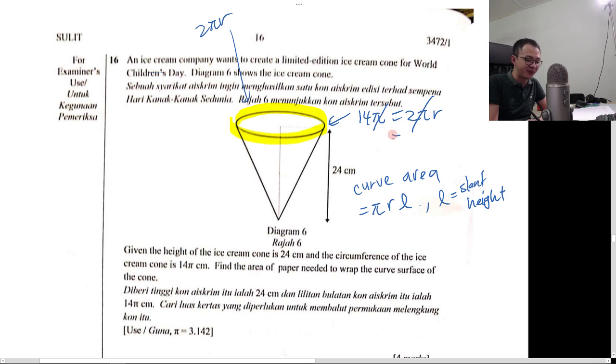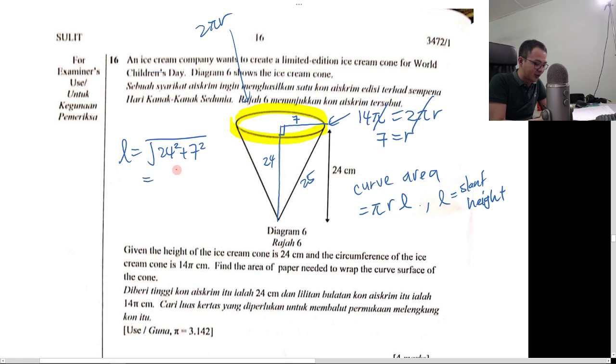Pi and pi I simplify. The 2 I move to the other side. r equals 7. I make 2 pi r equal to 14 pi because this is the information given. Then I draw this r here, 7, and the height here, 24, with this 90 degrees. I can get my slant height, the l value, easily by doing Pythagoras. You might ask me how to get the 25: l equals the square root of 24 squared plus 7 squared, which is the square root of 625, which is 25.